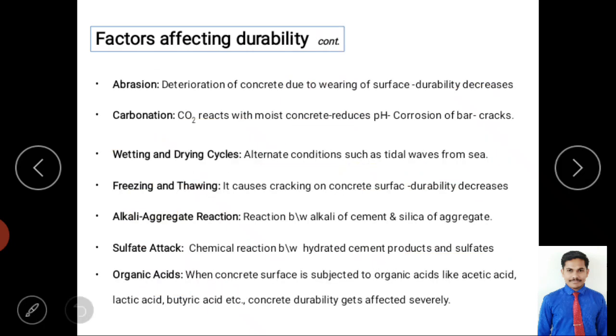Next, continuation of factors affecting durability. Next is abrasion.